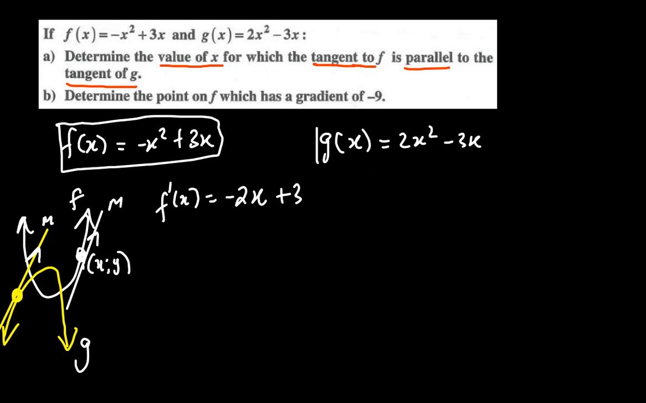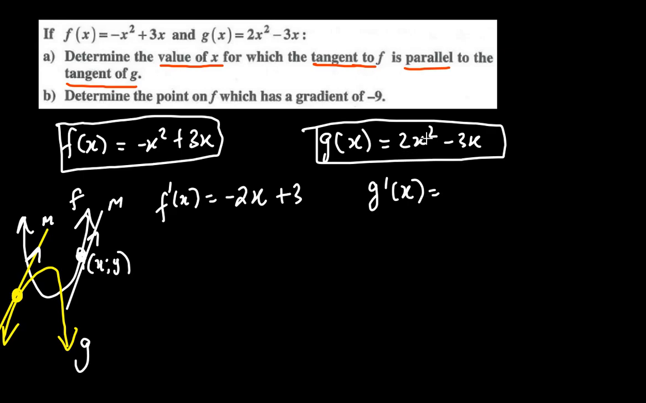Let's look at g of x. How do we get the gradient of this yellow tangent here? We say the derivative of g is equal to 2 times 2, which is 4, and then 2 minus 1, and then minus 3. I just apply the rules. Now, good people, if I substitute a certain x value here, I'm going to get the gradient of a tangent to g.